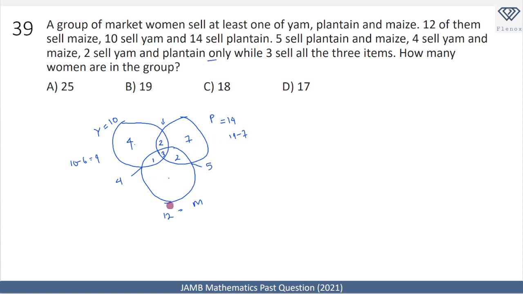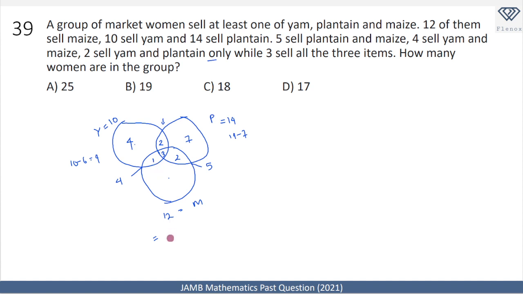And finally, you can pause the video and try to do this on your own. So the number that sell maize only will be what? For this maize, we know that the total number is 12, but we have to subtract the numbers that sell all 3, those that sell maize and yam only, and those that sell maize and plantain only. So what is 3 plus 2?